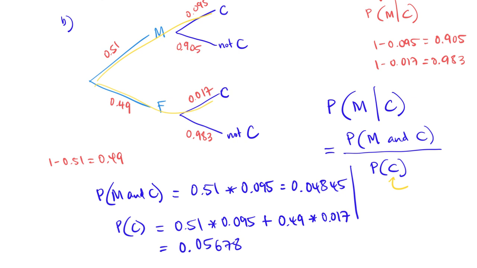If we do this in a calculator, we will get 0.05678. And so to answer this question, the number in the numerator, 0.04845, divided by the number in the denominator, 0.05678, is approximately 0.85329, about an 85% chance.